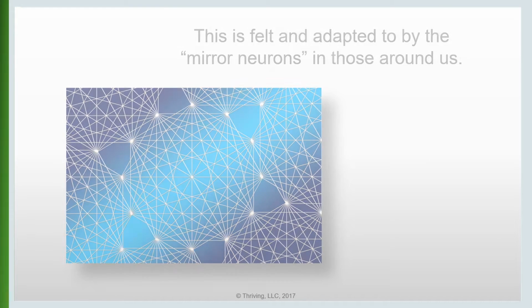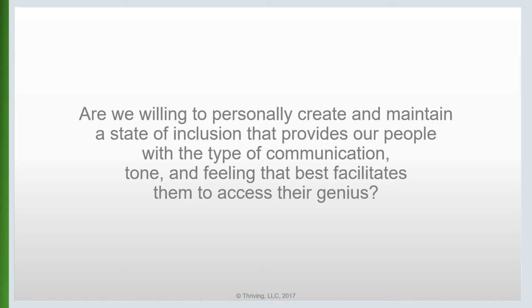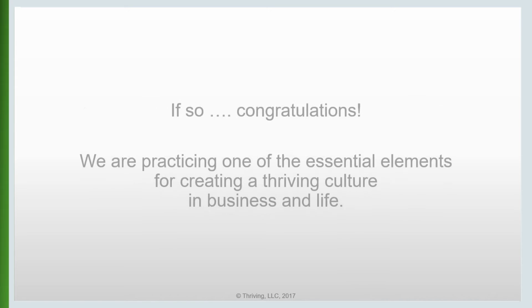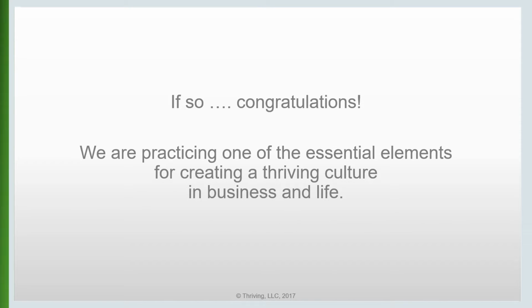So the question is, are we willing to personally create and maintain a state of inclusion that provides our people with the type of communication, tone, and feeling that best facilitates them to access their genius? If so, congratulations are in order, because we are practicing one of the essential elements for creating a thriving culture in business and life. So, this completes our tour through the 7 components here in Phase 1.